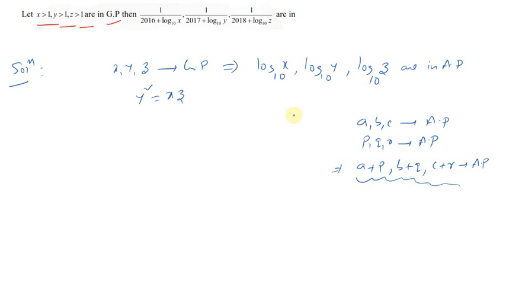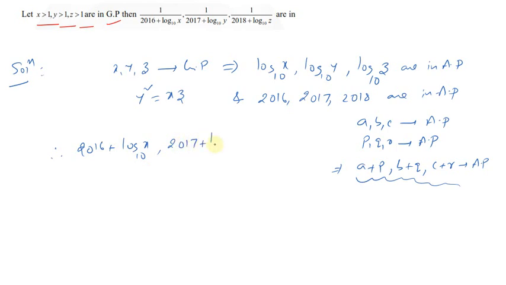Log x base 10, log y base 10, log z base 10 are in AP, and 2016, 2017, 2018 are in AP. Therefore, 2016 plus log x base 10, 2017 plus log y base 10, 2018 plus log z base 10, these are also in AP. So once these terms are in AP, you can expect their reciprocals are in HP.